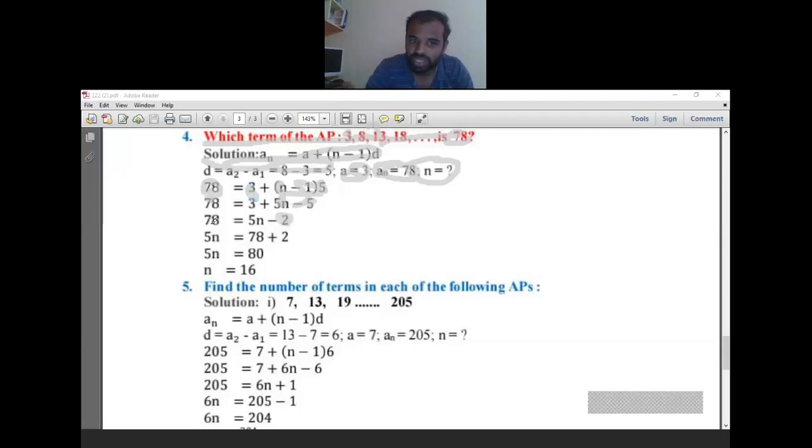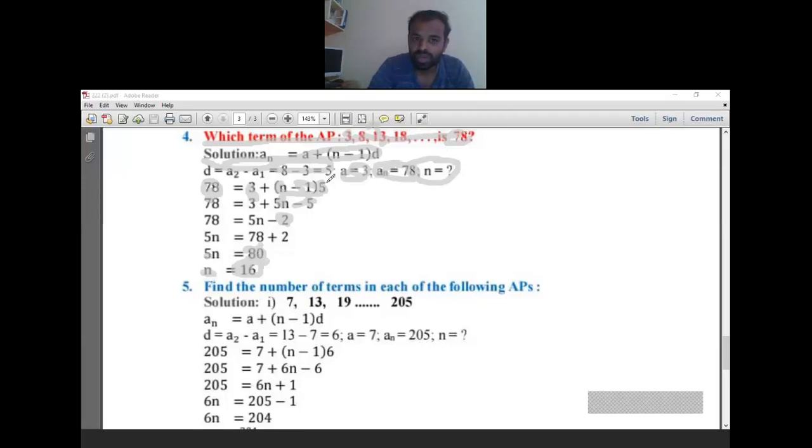If we send this minus 2 to that side, what will happen? 78 plus 2 becomes 80. Therefore 80 equals 5 into n. If you bring this 5 to this side, it becomes the denominator. We write 80 divided by 5. 80 divided by 5 means n is equal to 16. Therefore the 16th term is 78. So in the given AP, the 16th term is 78.